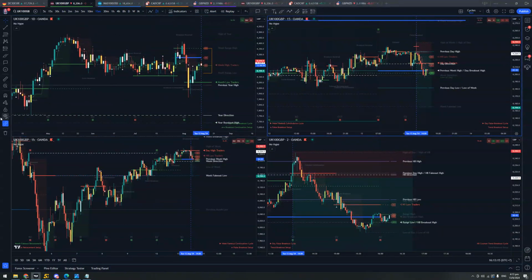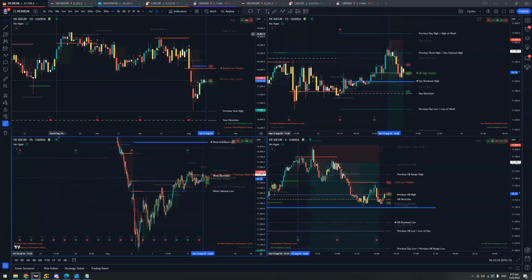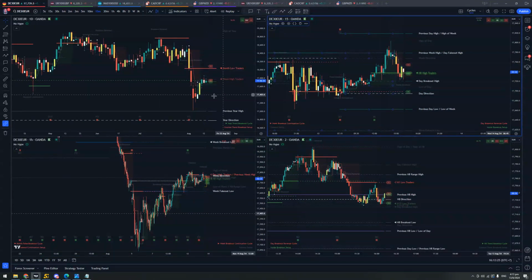So that was my first trade on the indices. Took a little bit of partials, still going. And then my second trade was on DE30. Let me clear all this.